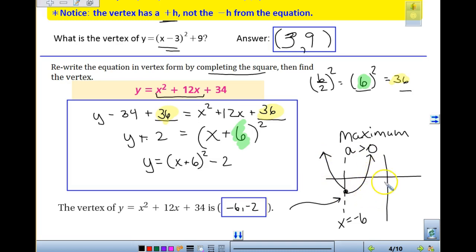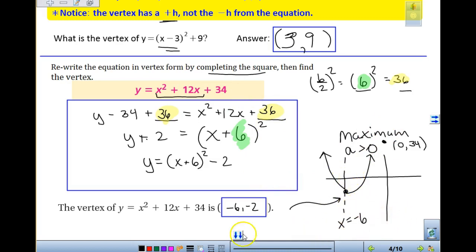If I would plug in 0, what would be my y-intercept in this equation originally? This is going to be at what? 0, 34, do you agree? Goes way up to that point. Okay, so this gives us lots of information.